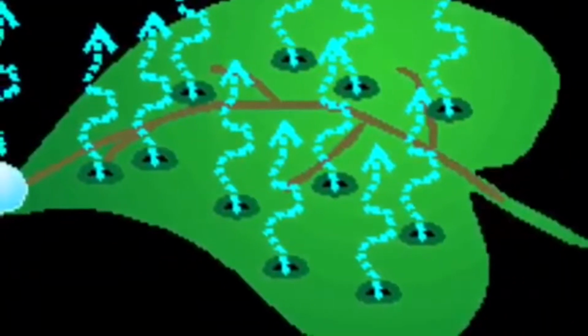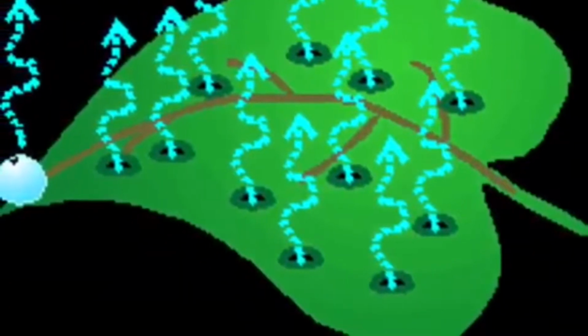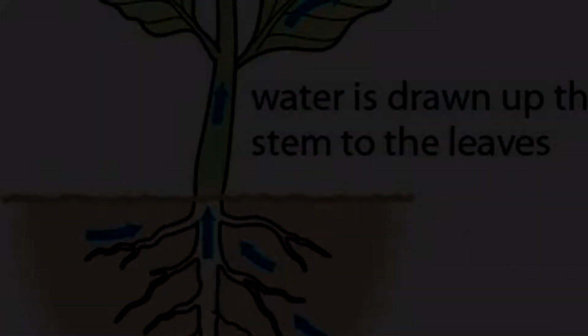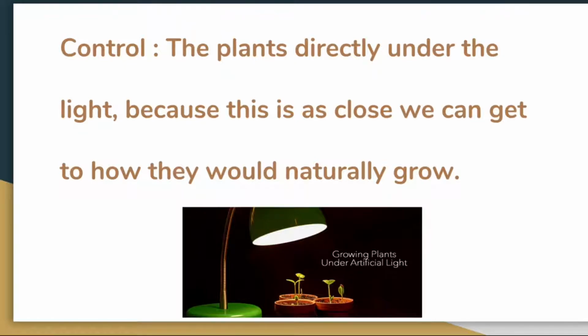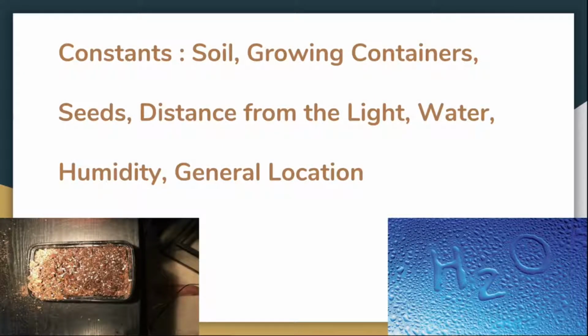Our hypothesis is if plants were grown at different angles to a light source, then their growth patterns would respond by their stems being angled to the light. For our experimental design, our independent variable was the plant's angle to the light, and our dependent variable was the angle of the plant's stem. The control is the plants directly under the light, and the constants were soil, growing container, seeds, distance from the light, water, humidity, and light source.